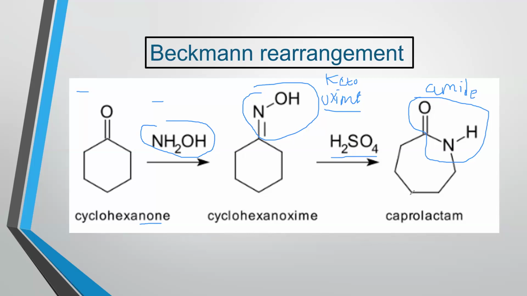They have asked via which reaction we can form a caprolactam. So this is caprolactam, okay? Through the Beckmann rearrangement, we can form a caprolactam. This is the structure of caprolactam, and it's an amide compound, a cyclic amide compound.